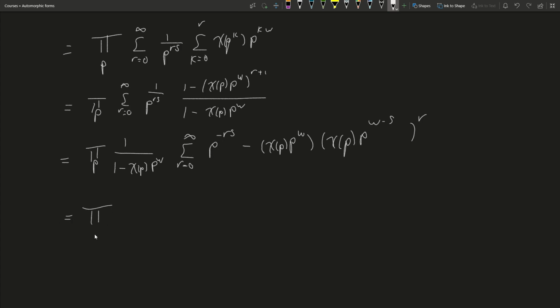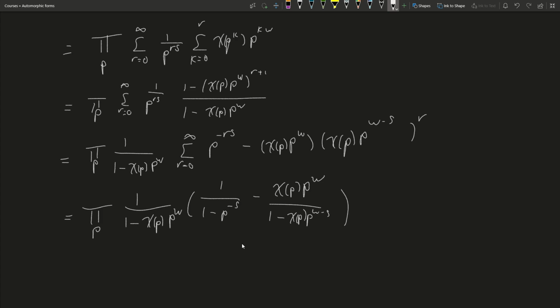So let's recopy the stuff in front. Product over primes, 1 minus 1 over chi p to the w, and then the first geometric series gives us this 1 minus p to the minus s, and then the second one we have a minus, and then a numerator of chi p to the w, and then the common ratio 1 minus chi p to the w minus s.